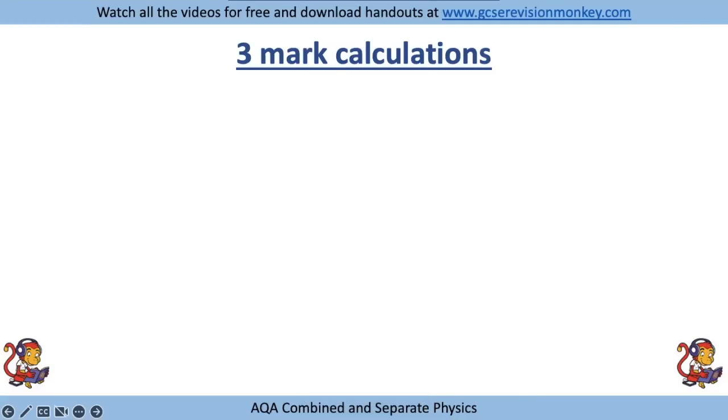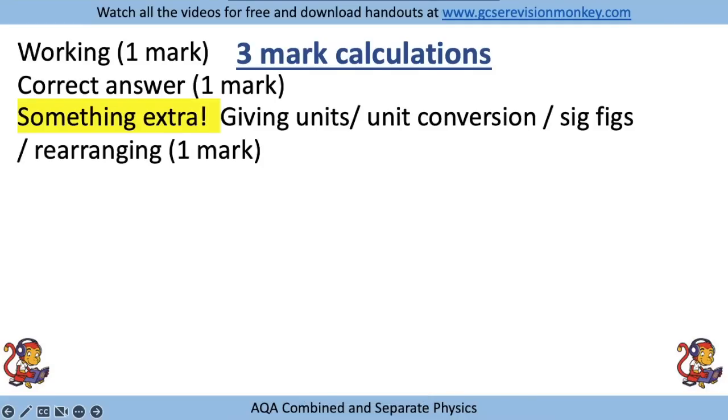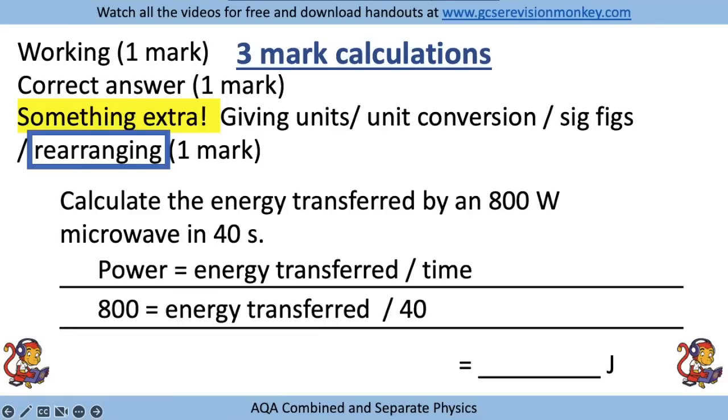And then finally, you might have to rearrange an equation. So I'm going to give you some clues. If you can't rearrange and find it really difficult, I'll give you the clues to give you the maximum marks on the question. First of all, you need to write down the equation that you're using, and then importantly, write in the numbers that you've got.